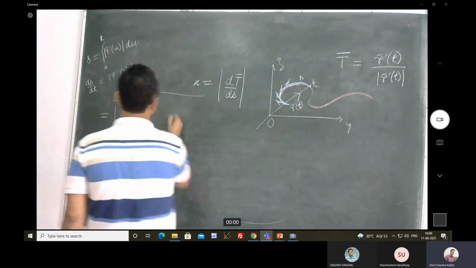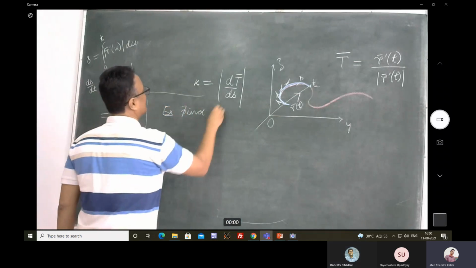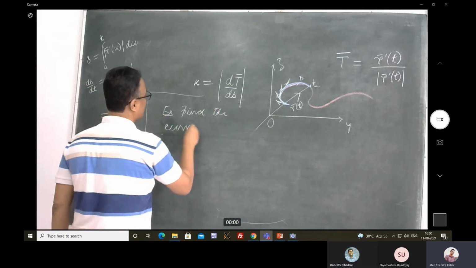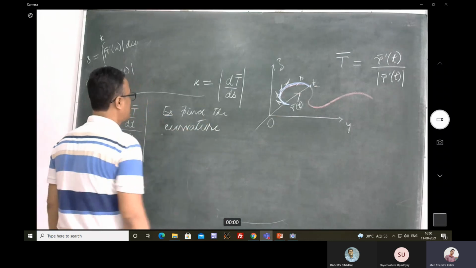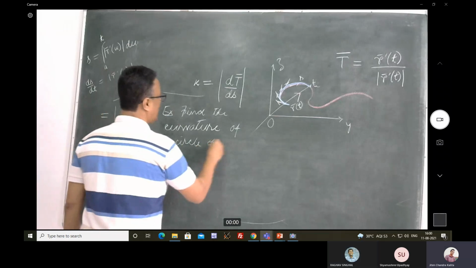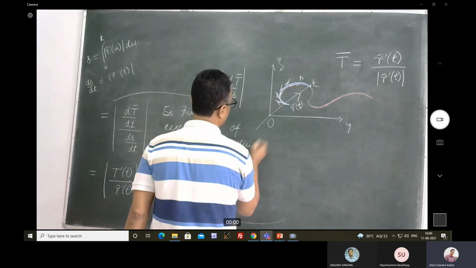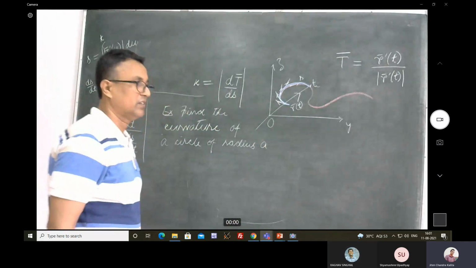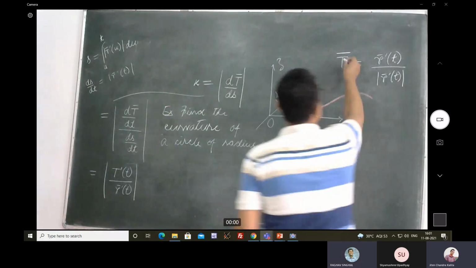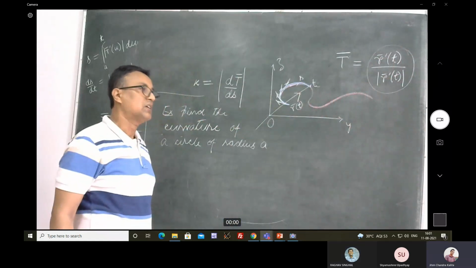Okay, suppose you are given... find not the radius of curvature, sorry, only the curvature. I still haven't come to radius of curvature. Find the curvature of a circle of radius a. And here again, you know that T is given in terms of r.